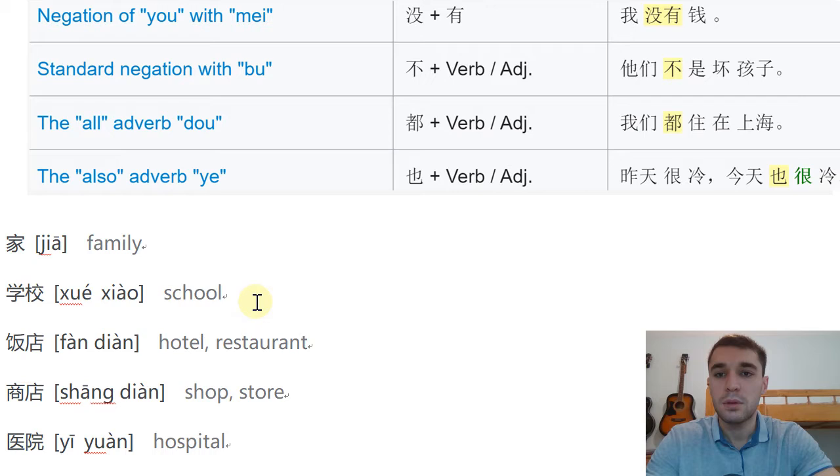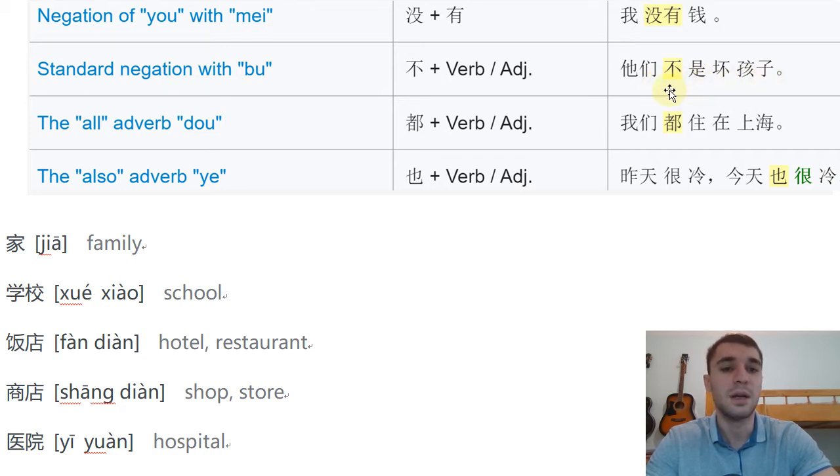What I want to show you, let's first talk about standard negation with 不. So before we just said the noun, then add verb, then add adjective, right? Now if you want to show the negation, just say 不 before the verb or before the adjective. For example, 他们不是坏孩子. They are not bad kids.